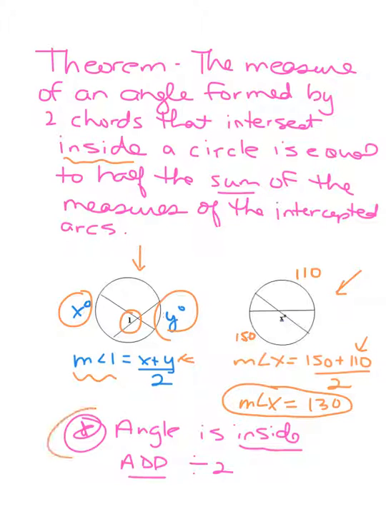The biggest thing here, remember, is if the angle is inside, we're going to add the intercepted arcs and then divide by 2.